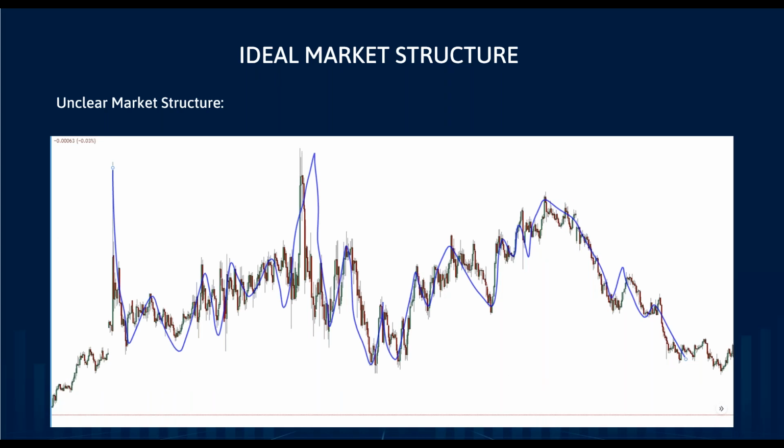This is an example of an unclear market structure. As you guys can see from the slides, it's very choppy. You have wicks all over the place, long shadows all over the place, and price really moves in a sideways motion. You can see with the blue line, if it's very messy and hard for you guys to see, you can actually change the chart to a line chart and try to look for swing highs and swing lows.